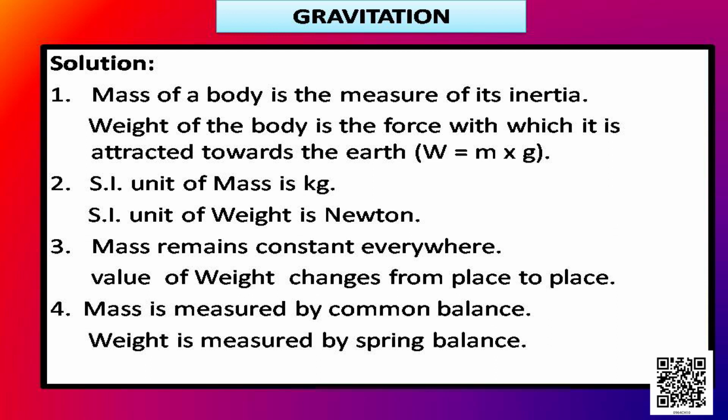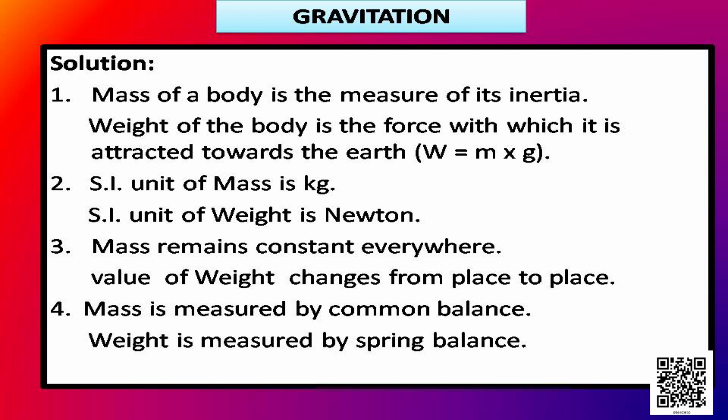Second point, SI unit of mass is kilogram and that of weight is Newton. Third point, mass remains constant everywhere as we have already discussed, but in case of weight, its value changes from place to place because everywhere the force of gravity or the gravitational force is not constant. The more we go away from the earth's surface, the gravitational force keeps on decreasing. That is why value changes from place to place.